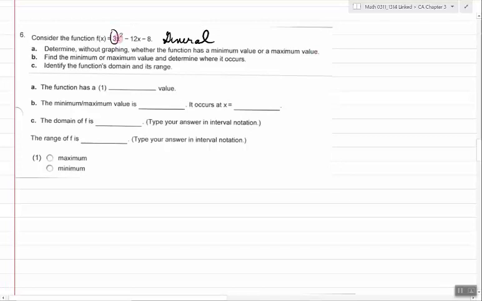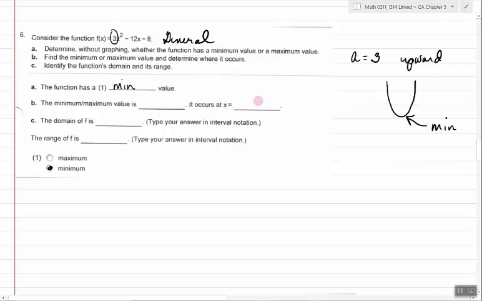Looking right here, a is 3. That means that it opens upward. If it opens upward, then it has a minimum. So number 1 will be minimum. It will be a little pull down menu. I just put in the abbreviation minimum. Then it says the minimum or maximum value is blank. It occurs at x equals blank.